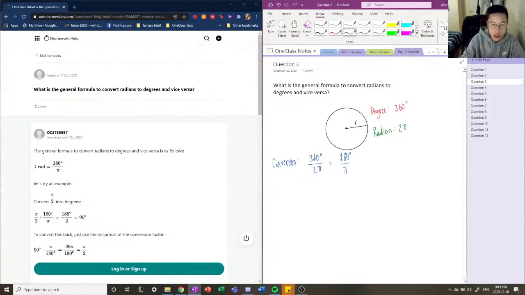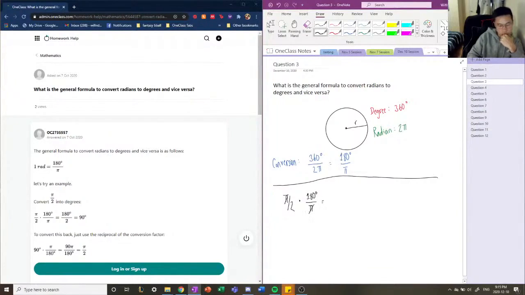Okay? So the junior tutor then provides us some examples, and I'll run through that now. The first one is that we're given pi over 2 radians, and we're going to convert that to degrees. So we would multiply it by 180 degrees over pi. These pi's cancel out, and we get 90 degrees. So now we know that pi over 2 radians is equivalent to 90 degrees, and 90 degrees will be a 90-degree angle from the original radius itself.